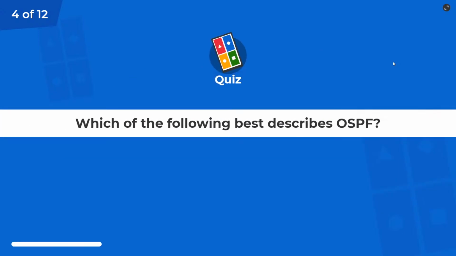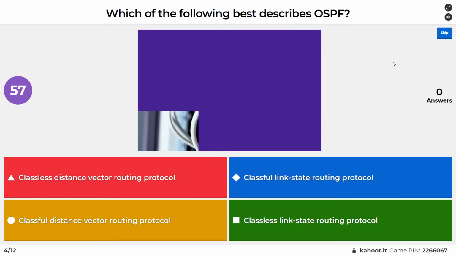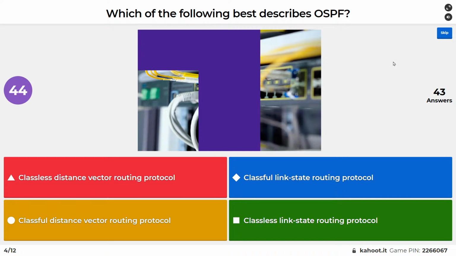Question 4 of 12. Which of the following best describes the Open Shortest Path First routing protocol? And the way this works is the faster you answer correctly, the more points you get.